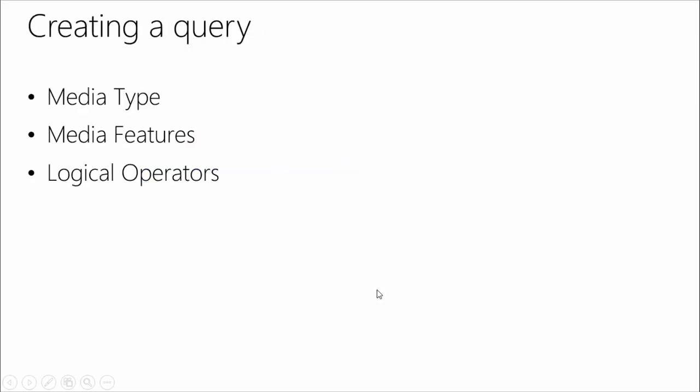But let's actually get on to how to create a query. So a query is composed of a couple of things. The first is the media type. The second are media features, and then there are also logical operators. I know this sounds very vague. I'm going to go into examples of each one, so don't worry. I just want you to have an expectation of all the different things that are involved in a media query. So the first thing are the media types.